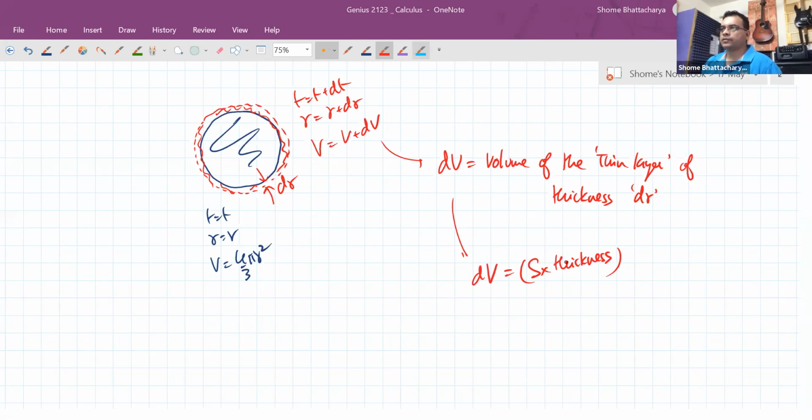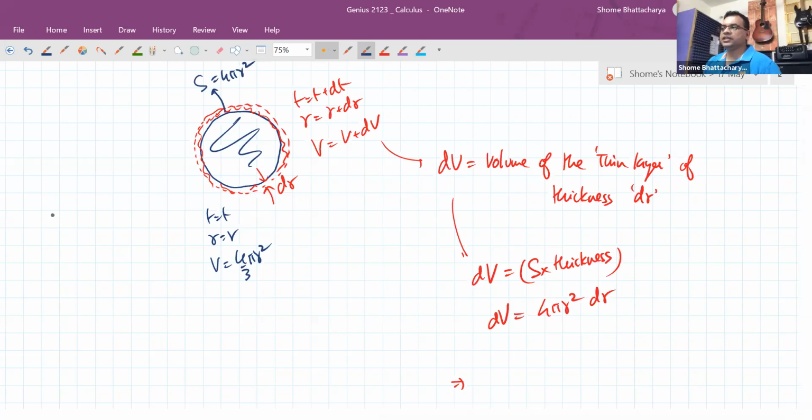Yes, sir. Sir, can you repeat? Surface area at that instant, how much was it? It was 4 pi r square. Okay. And what is the thickness? It is dr. Sir, can you repeat? See, just see this shaded part. It's a thin layer. It's like a thin shell. So that thin shell has a thickness of how much? dr, and a surface area of how much? 4 pi r square. Yes, sir.